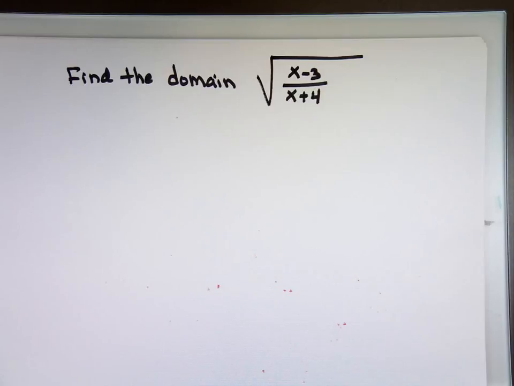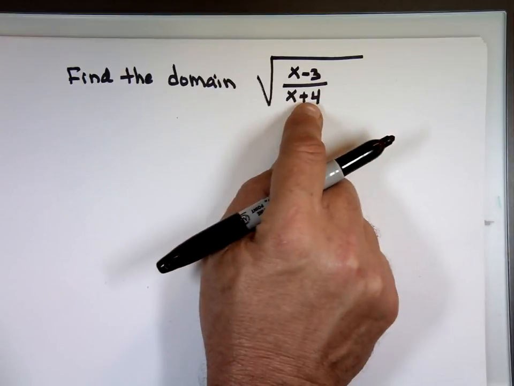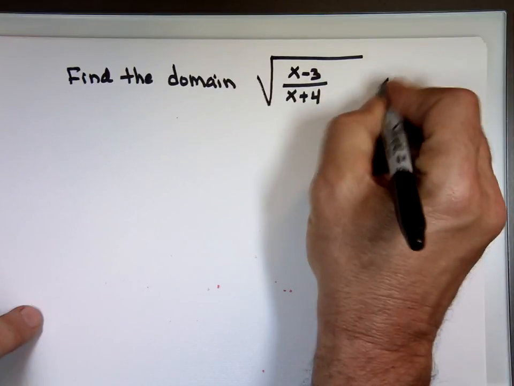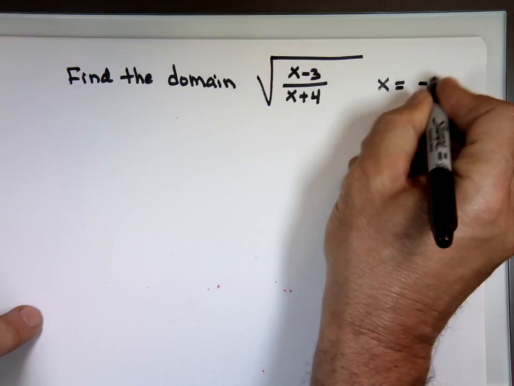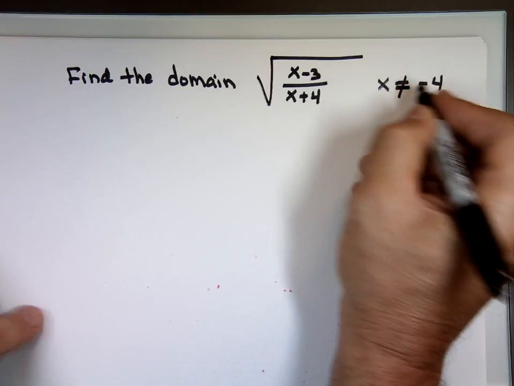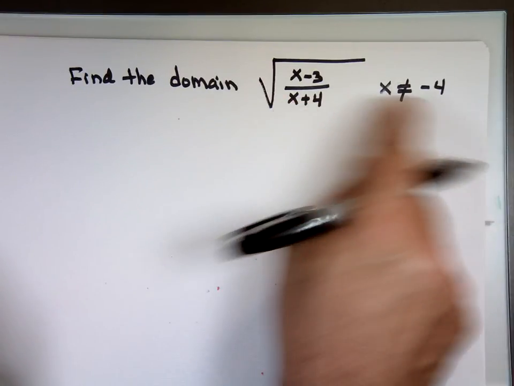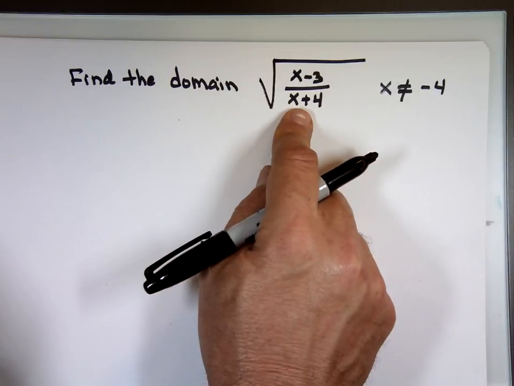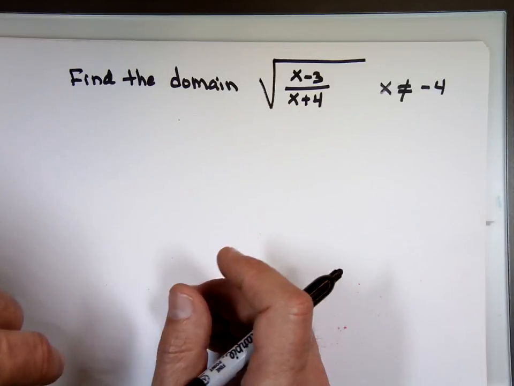Can you use any number? No, because x plus 4 can't equal 0. Good. So the bottom can't be 0. So x cannot be negative 4. Because that's a fraction. What happens when x is negative 4? You'll be dividing by 0. Can you divide by 0? Nope. Perfect. That's one of them.